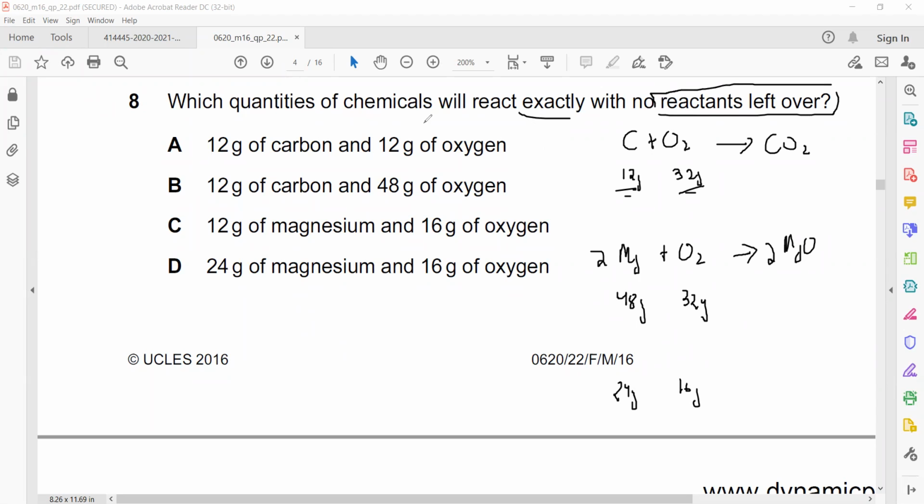For this, first we have to write an equation for the reaction and then work out which one is the correct answer, because 48 grams of magnesium requires 32 grams of oxygen for a complete reaction. So which one does it match? 48 and 32, or if I simplify, 24 and 16. So 24 grams of magnesium and 16 grams of oxygen. D is the right answer. Is it clear?